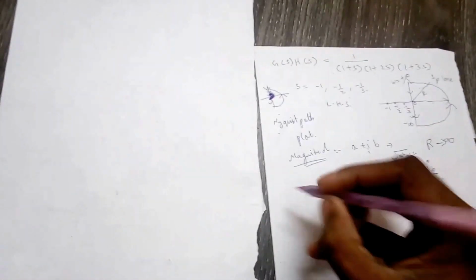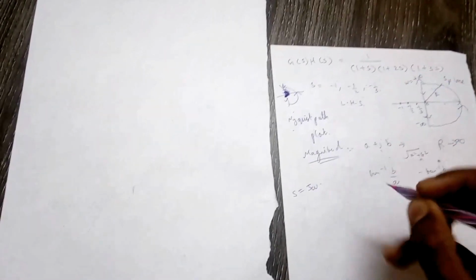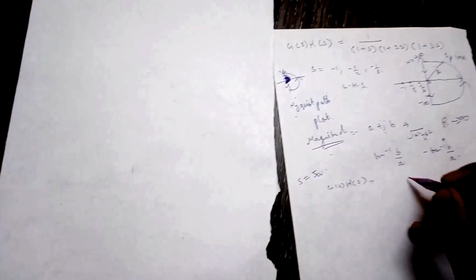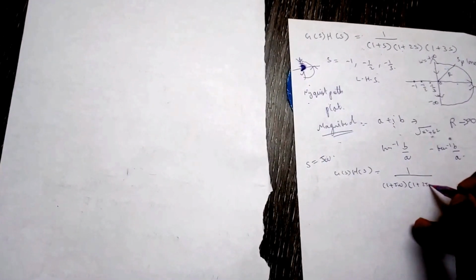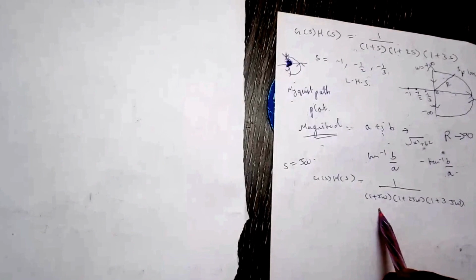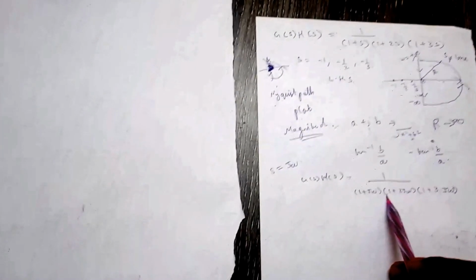And then coming back, we know that s equals j omega. Substituting s equal to j omega in this equation, we get G(s)H(s) equal to 1 by (1 plus j omega) into (1 plus 2j omega) into (1 plus 3j omega). So this is what we obtained after substituting s equal to j omega.